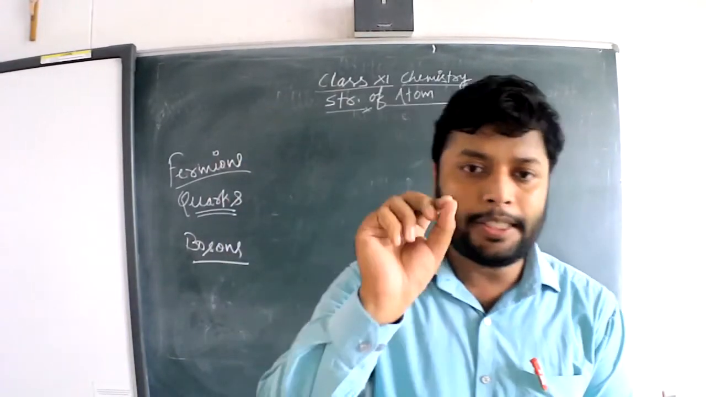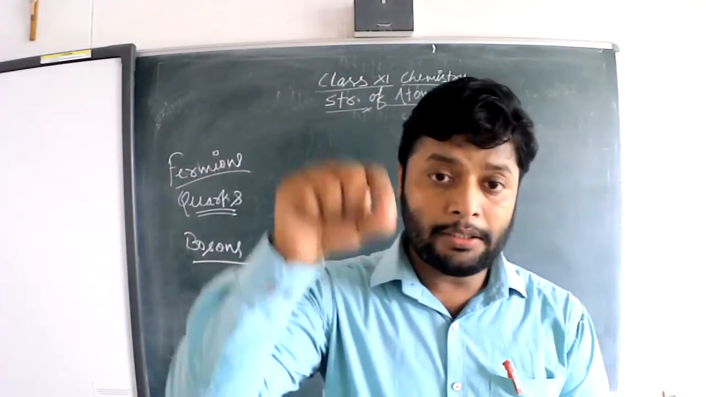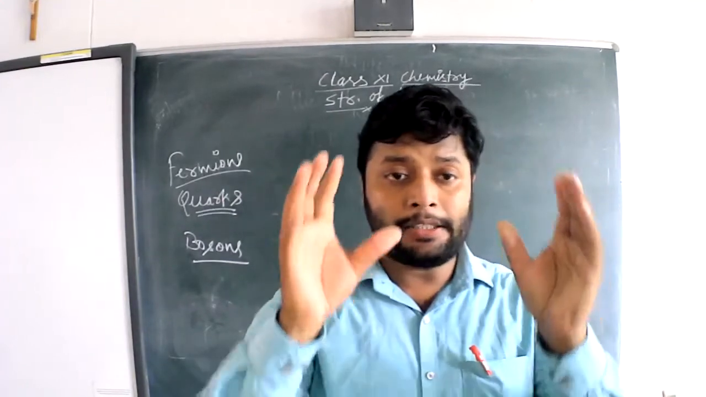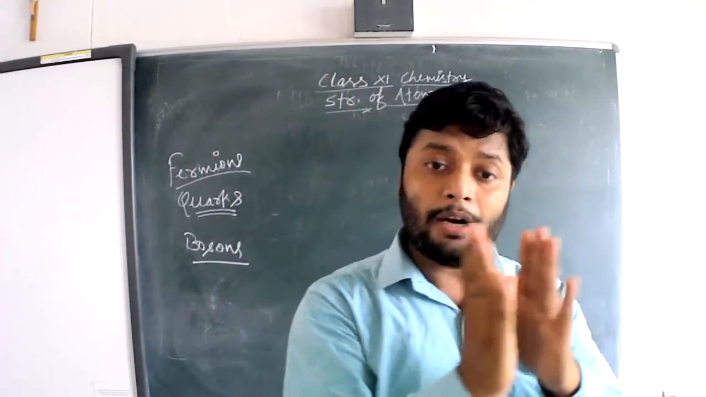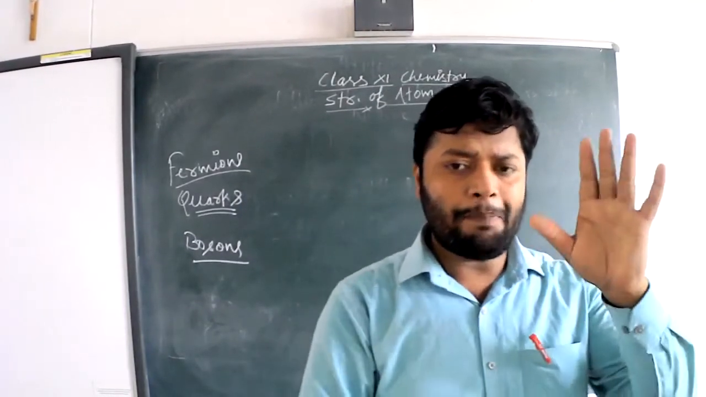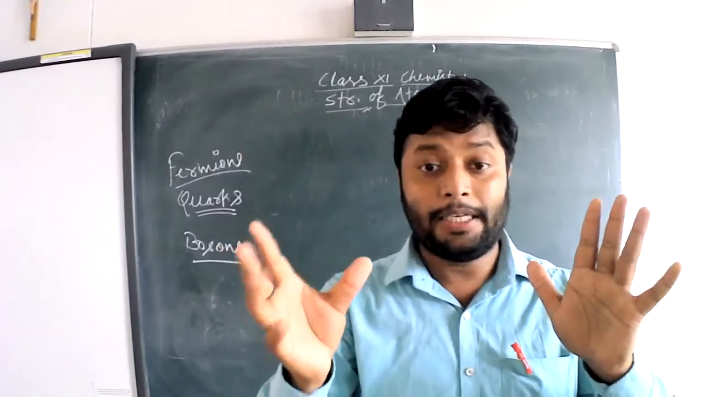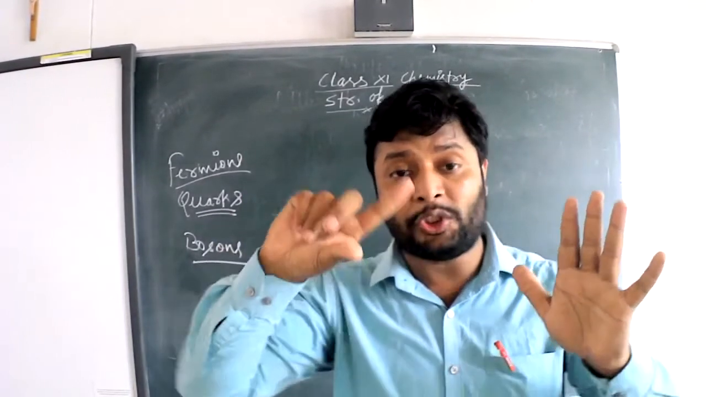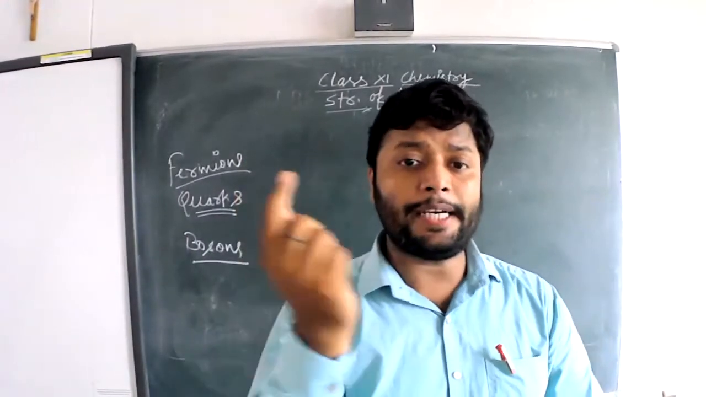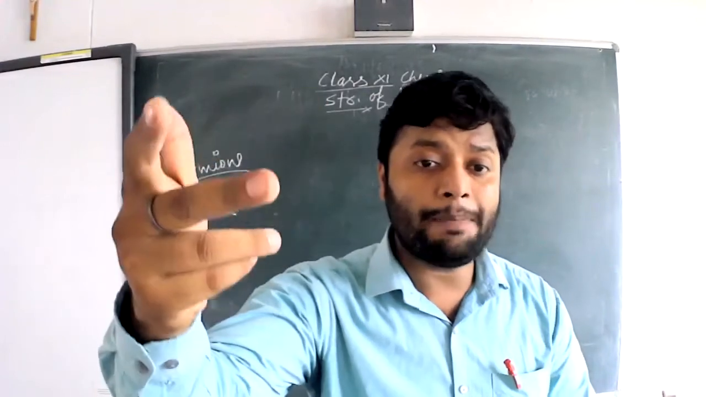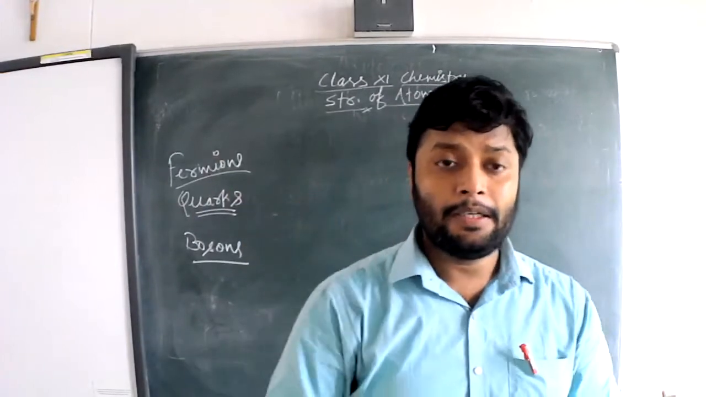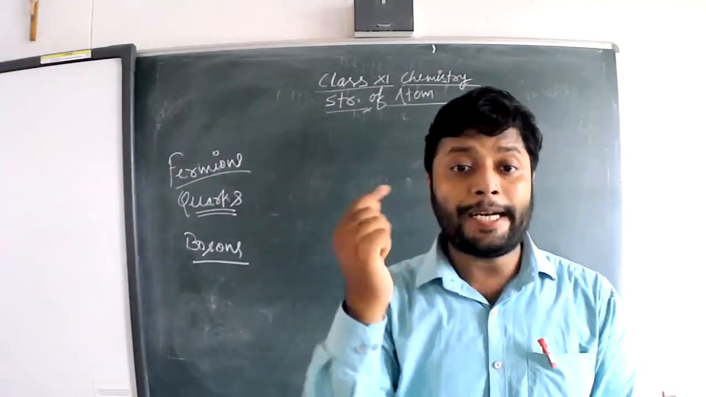Plus, one interesting thing you should learn: whatever particles exist in nature, they all have antiparticles also. The particles having antiparticles have opposite charge and opposite spin. Spin means how the particles rotate around their axis or around another particle. That is called spin.